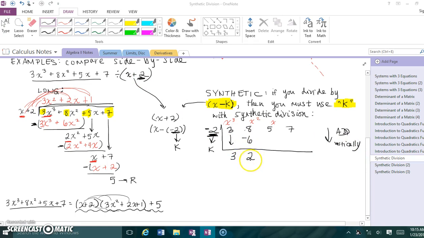Now multiply by k again. 2 times -2 is -4. Add vertically. 5 plus -4 is 1. Multiply by k. 1 times -2 is -2. Add vertically. And check it out, the remainder.